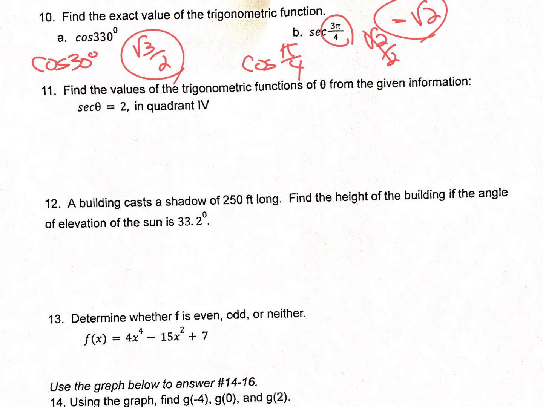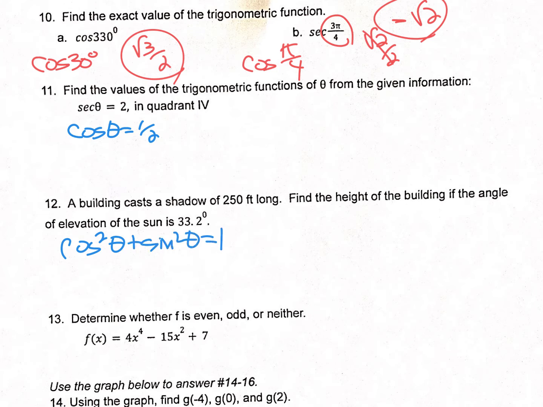Number 11. Find the values of the other trig functions of theta if you know secant is 2 and it's in quadrant 4. First of all, secant is 2. We know cosine is reciprocal of that. It's just 1/2. There's cosine. The other thing I know is, I know this. I know cosine squared plus sine squared is always 1.